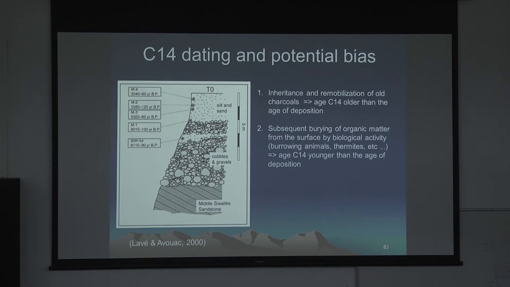So in that case, for example, typically in the Himalaya, I will be looking mostly for charcoals coming from sand lenses below some gravel layer, to be sure that there is no burrowing by animals or tree roots or whatever, which makes charcoal coming from the surface too young and coming down into that silt package.